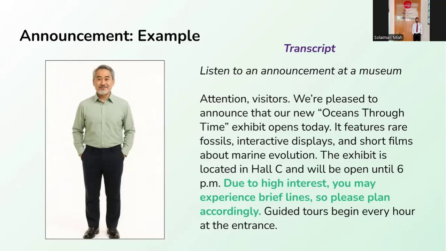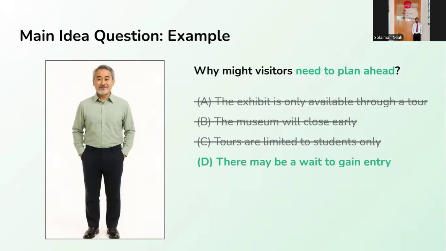All of the others are just distractions for this specific question. When you match the question to that highlighted detail, the correct answer becomes clear. The reason visitors may need to plan ahead is that there could be a wait to gain entry. This answer repeats the same information that we heard. Of course, it's more difficult on the real test because you can't read the transcript, and you need to rely on your memory. Luckily, most wrong answer choices are also wrong for other reasons.